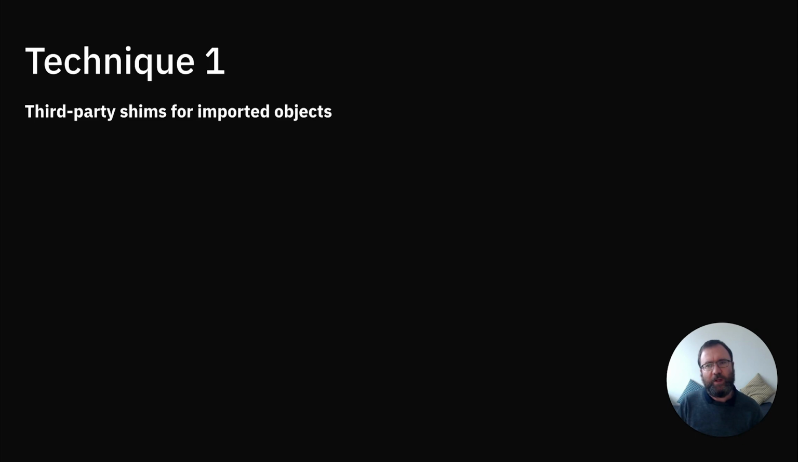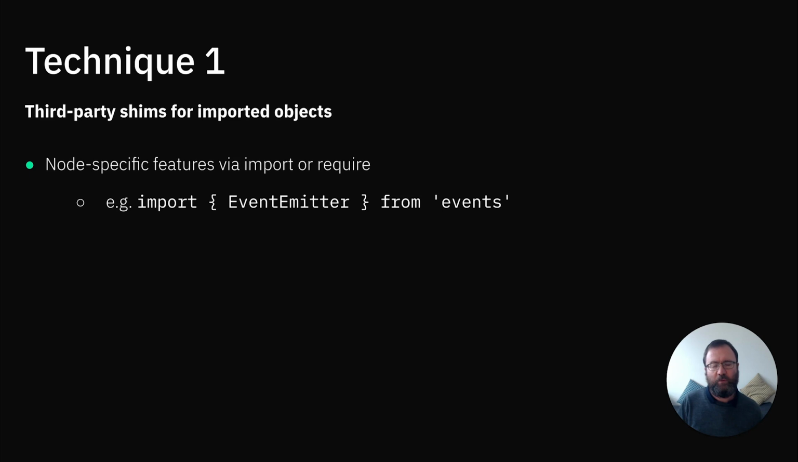So technique number 1. Probably the simplest case we'll come across is where a package uses Node-specific features that have to be especially imported or required, and there's already an equivalent third-party shim library available. In our serverless driver, events, which provides the event emitter object, falls into that category, for example.